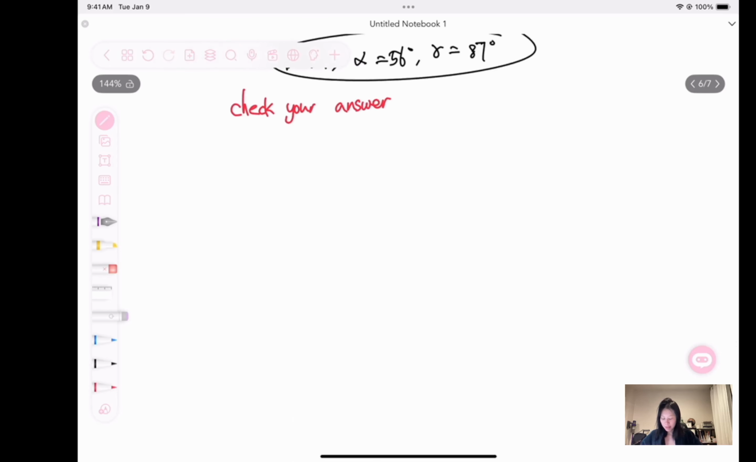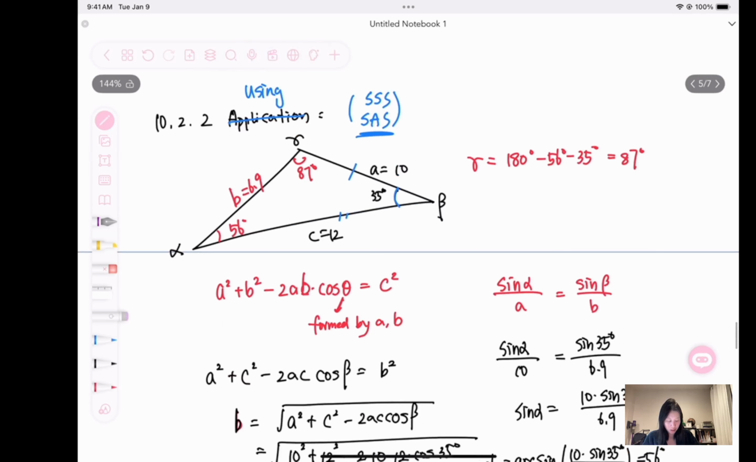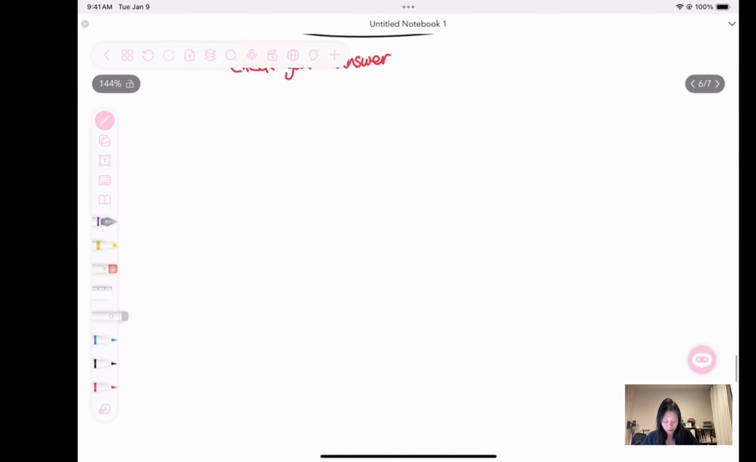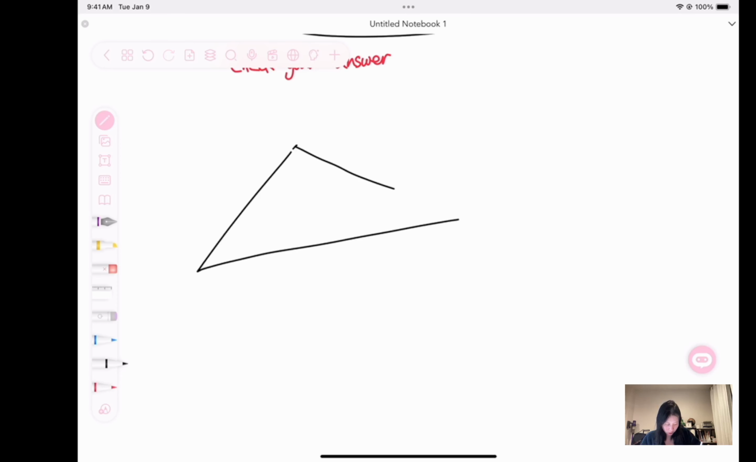Okay, second question. In this question, we're given SAS. In the next one, I'm going to show you if you're given 3 sides and I want you to solve the triangle. So you have a triangle ABC, and then A equals 20, C equals 18, B equals 25. Do you want to try it by yourself and just pause the video? Okay, now let's do it together.